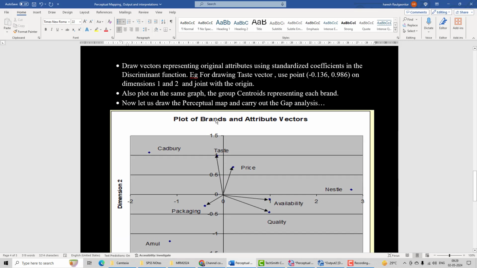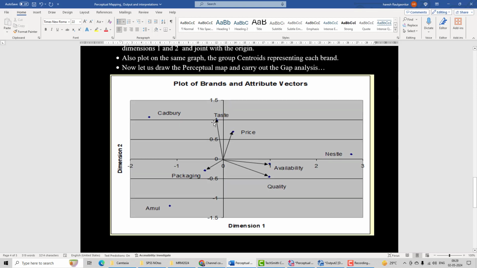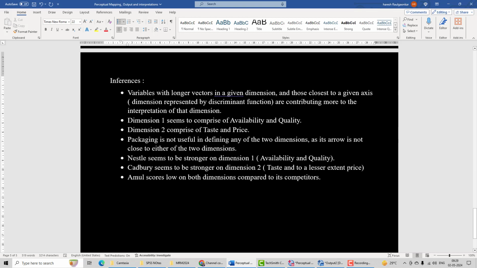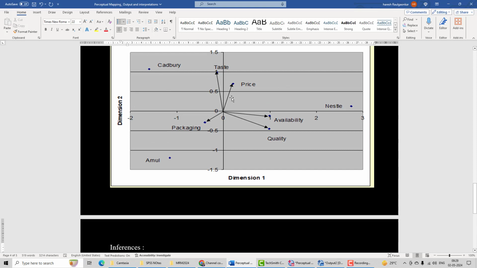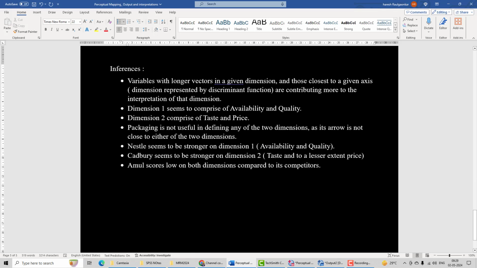So this is how we understand where to focus and how this position keeps on changing at regular intervals, and accordingly we keep on deciding the strategy for our next move, or we can also understand where the gap is and we can place a new product accordingly. So this is the perceptual mapping using discriminant analysis. Thank you.